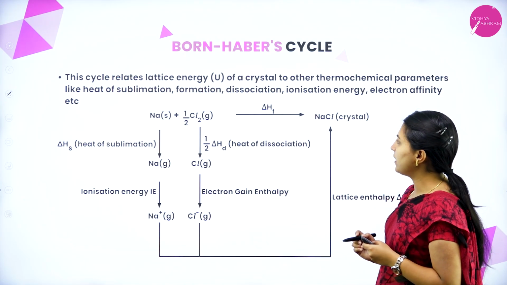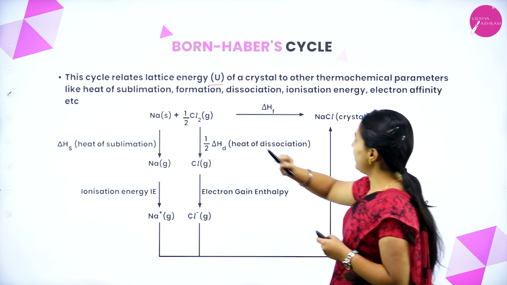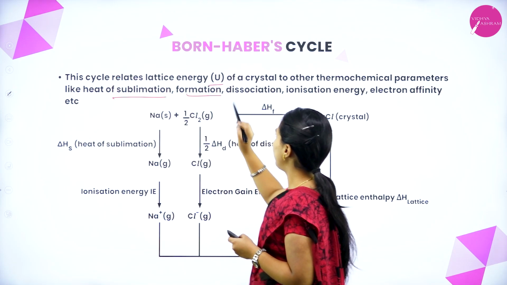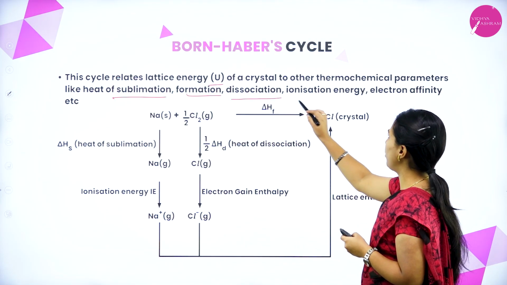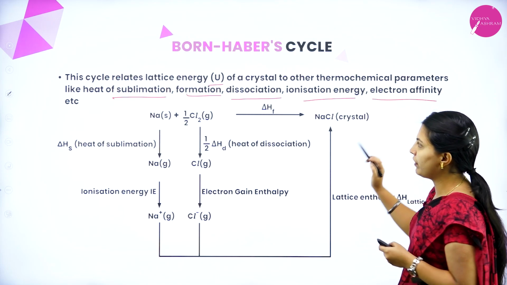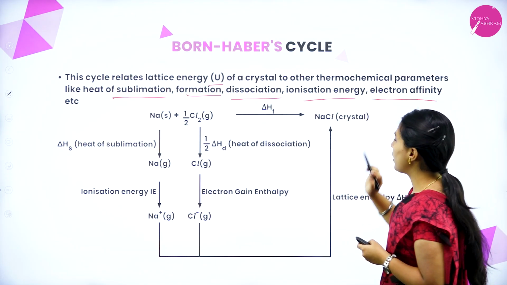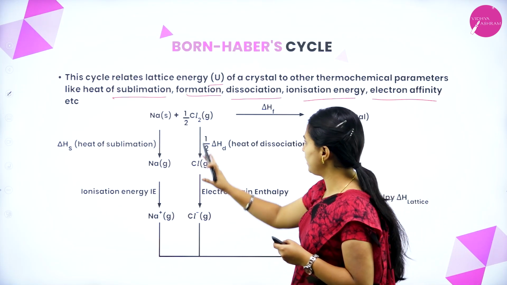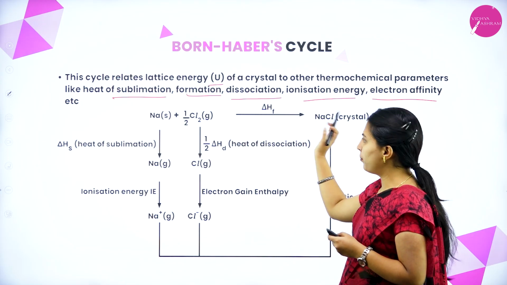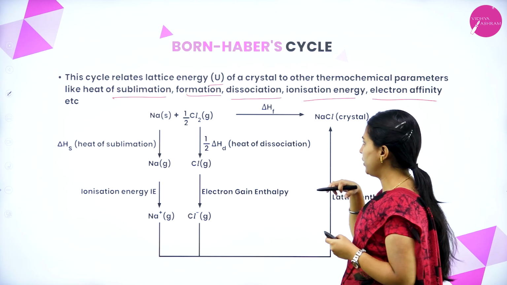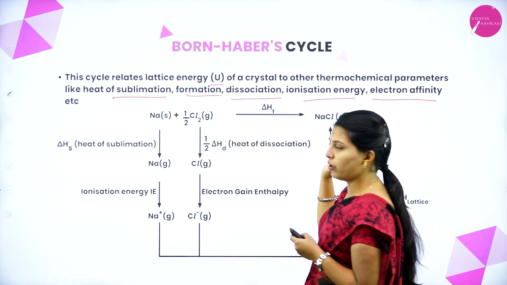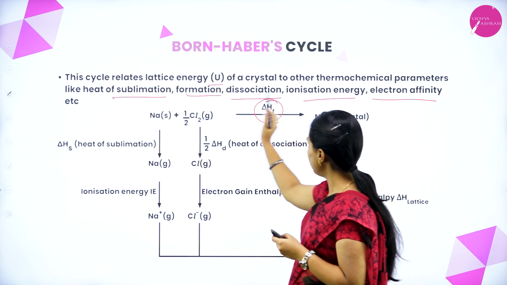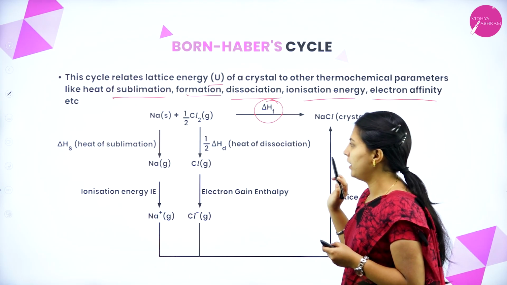This cycle relates the lattice energy of a crystal, represented by U, to other thermochemical parameters like heat of sublimation, heat of formation, heat of dissociation, ionization energy, electron affinity, and so on. These are the thermochemical parameters which can be observed in the Born-Haber cycle. This is the overall Born-Haber cycle. The ionic compound forms ions in the gaseous state, and through these ions it will form the ionic crystal again. This is called the heat of formation, meaning the ions form a crystallized compound.